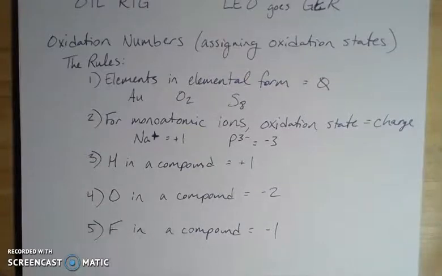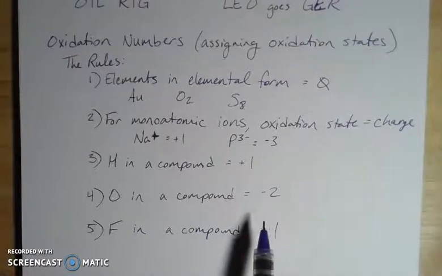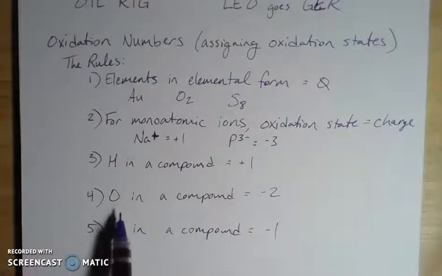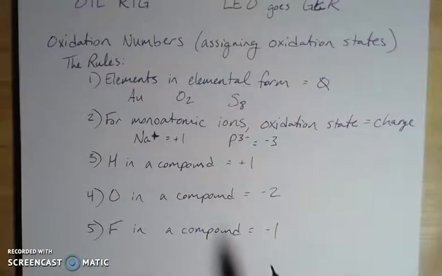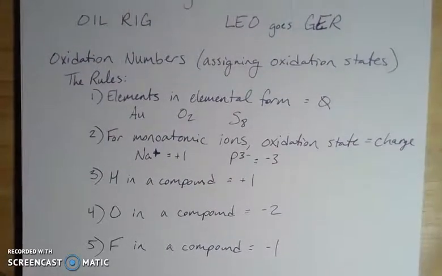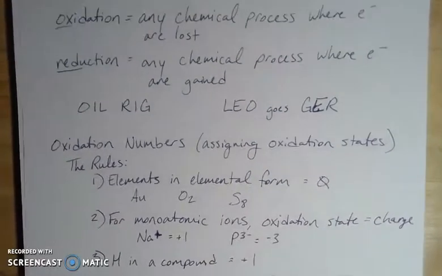Oxygen in a compound is -2. You would think, well, why am I saying that? It's a little bit redundant, but oxygen can be in covalent compounds where it doesn't have a 2- charge, but it still is going to have a -2 oxidation state. And fluorine, because of its electronegativity, is always a -1. Whether or not it's an ion, that would be its charge, but in a covalent compound, it also has an oxidation state of -1. So these are our oxidation rules, how we assign oxidation numbers.